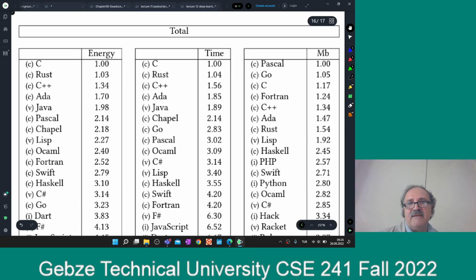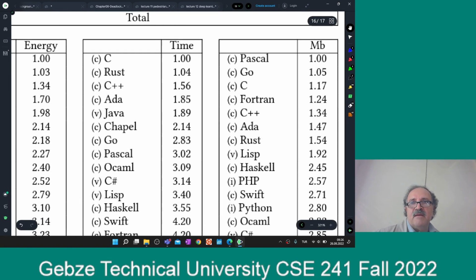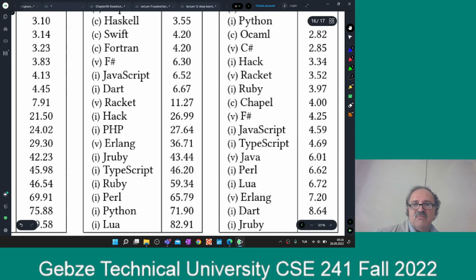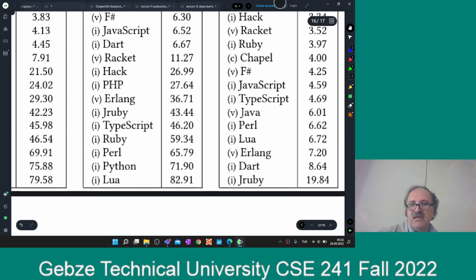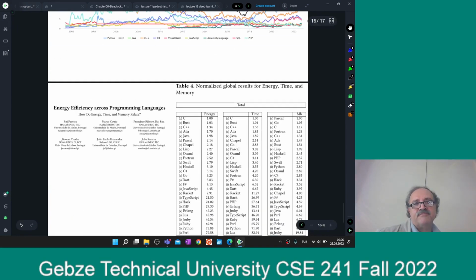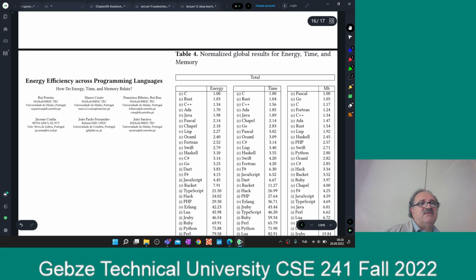And in memory usage, again, C is at the top, Pascal is there, C++ is there. Where is Java? Java is not that good in terms of memory usage because Java is kind of an interpreted language. There is a Java compiler and a Java interpreter. Again, where is Python? Python is here. So it is not like 75 times more memory, but in terms of time and energy, these are the rules. This is maybe the second reason why we are studying this.